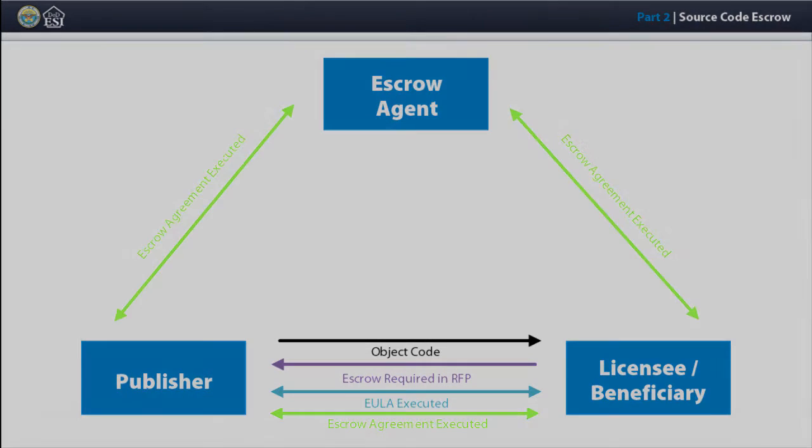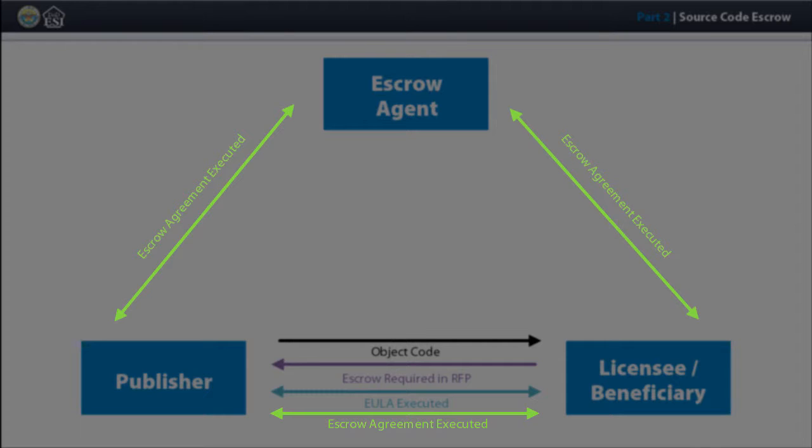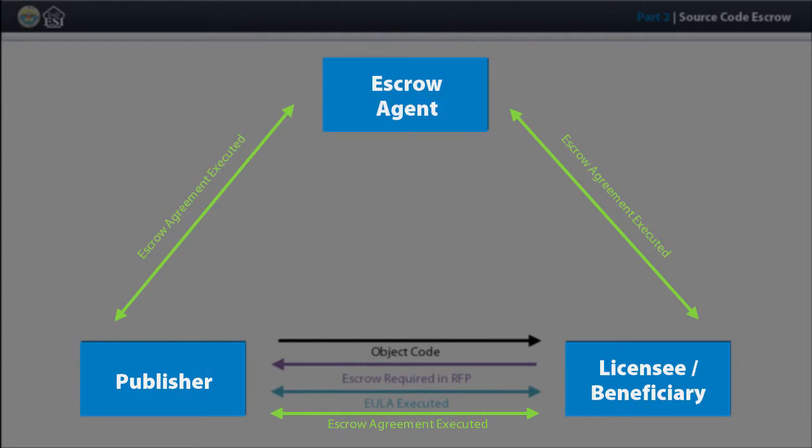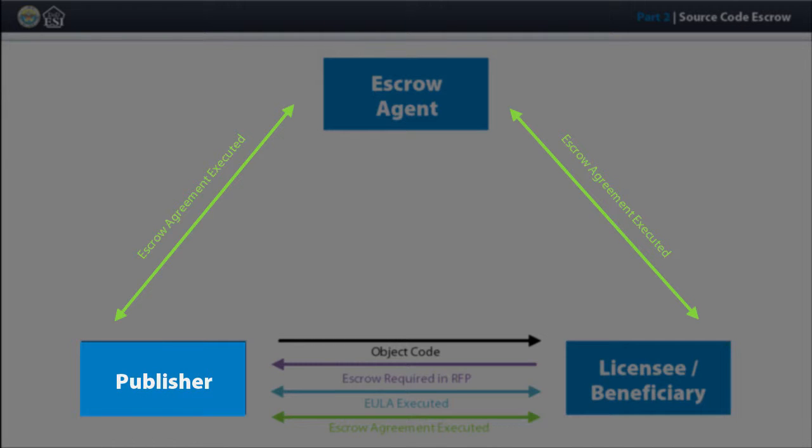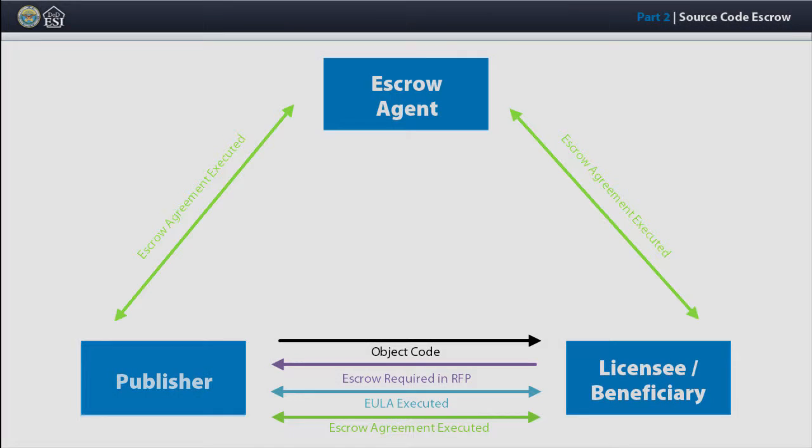At the same time the EULA is entered, the three-party escrow agreement is entered among the publisher, the licensee, and the escrow agent. The licensee is also known as the buyer of the software and the beneficiary in the escrow relationship. An escrow agreement may only be entered by the publisher of the software as the intellectual property owner. It is not advised to have a reseller enter an escrow agreement on behalf of the publisher.